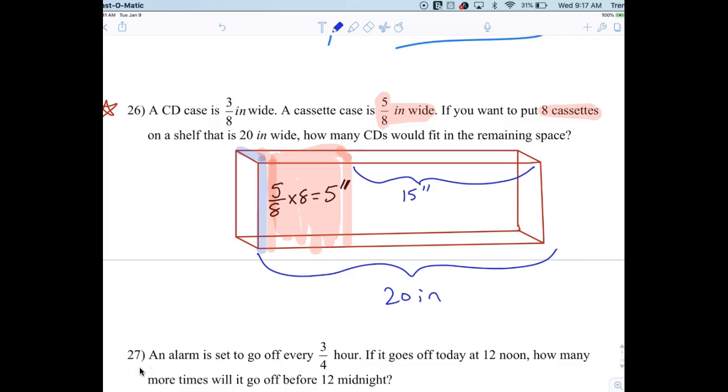So when I did it, I noticed that a cassette case is 5/8 of an inch, and a CD case is 3/8 of an inch. And if you put one cassette case in one CD case, that's 1 inch. All right. Here's what we got. I have 15 inches left. I'm trying to figure out how many CDs I can put in that case. So tell me what I need to do.